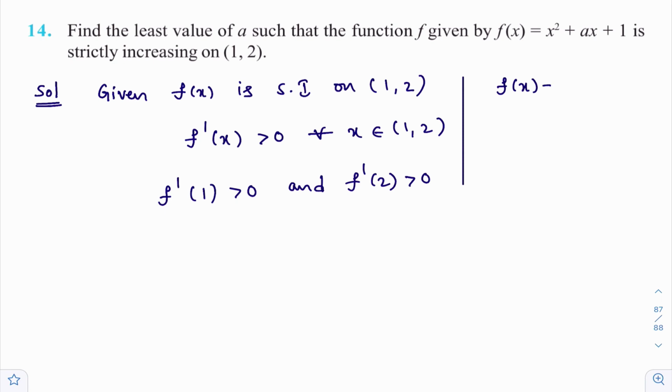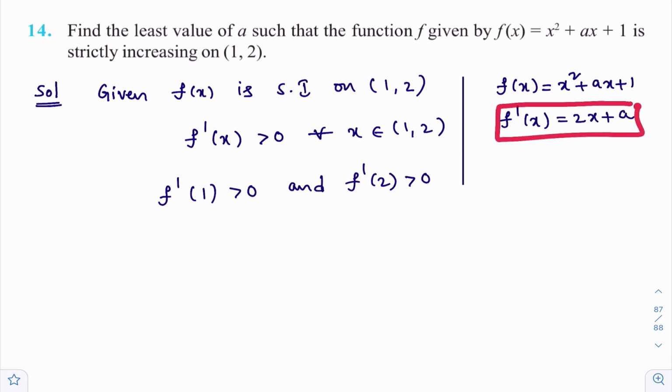You observe the given function f of x is x square plus ax plus 1. From this, what is f dash of x? Derivative of x square is 2x plus derivative of ax is a. So here we have f dash of x.